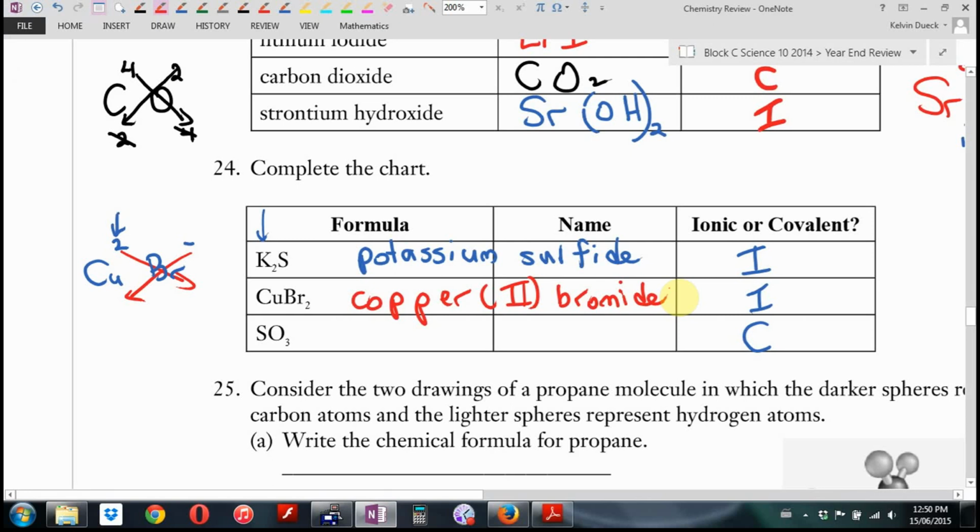SO3, covalent. It's still the "ide" rule, but now we don't need to worry about multivalent. How many? This is the di, tri, tetra, whatever they all are, and you have those also on your provincial exam sheet on the same page as the polyatomic ions. This is going to be sulfur. Yeah, S is sulfur, not silicon. Sulfur trioxide. 3 oxygens, 1 sulfur.